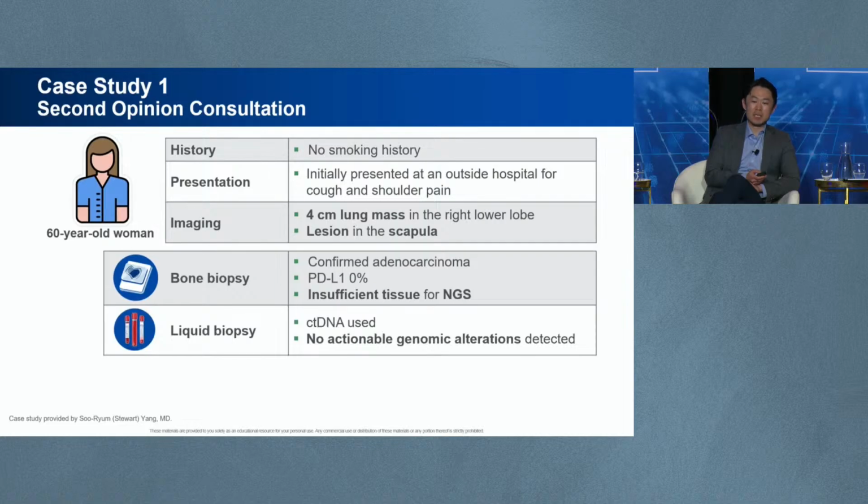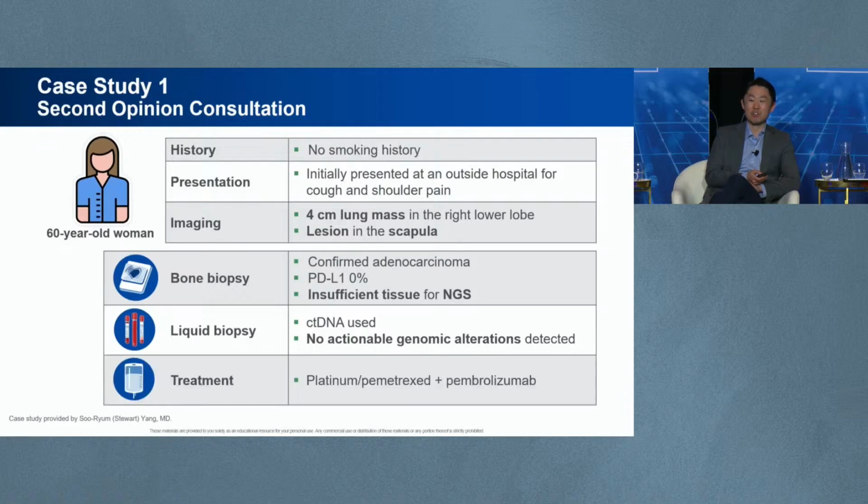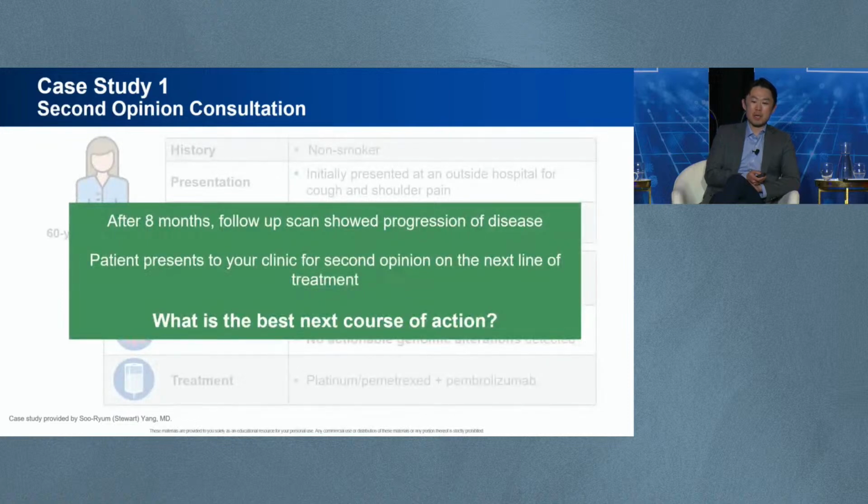But unfortunately, the tissue was actually insufficient for NGS as well as other possible molecular studies. And so given this, the outside oncologist, I think appropriately, leaned into liquid biopsy. And so ctDNA testing was sent. And again, unfortunately, no actionable genomic alterations were detected. And so essentially, the patient was treated as a driver-negative patient with platinum pemetrexed and then pembrolizumab. And then unfortunately, after 8 months, follow-up scans showed that the patient was experiencing progression of disease. And so now she presents to your clinic for a second opinion on the next line of treatment. And so here we're thinking about, what is the next best course of option or action for this patient?